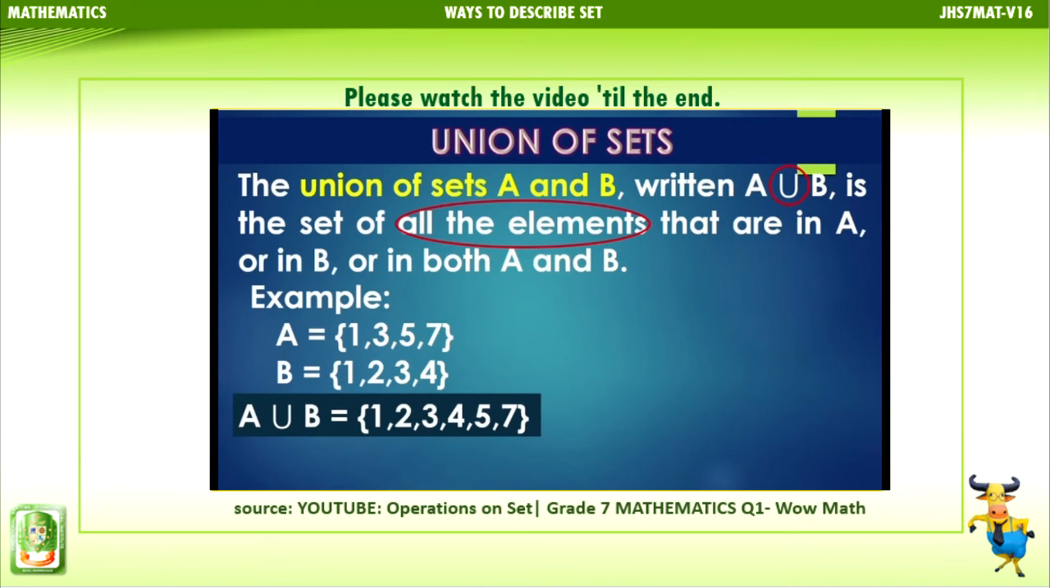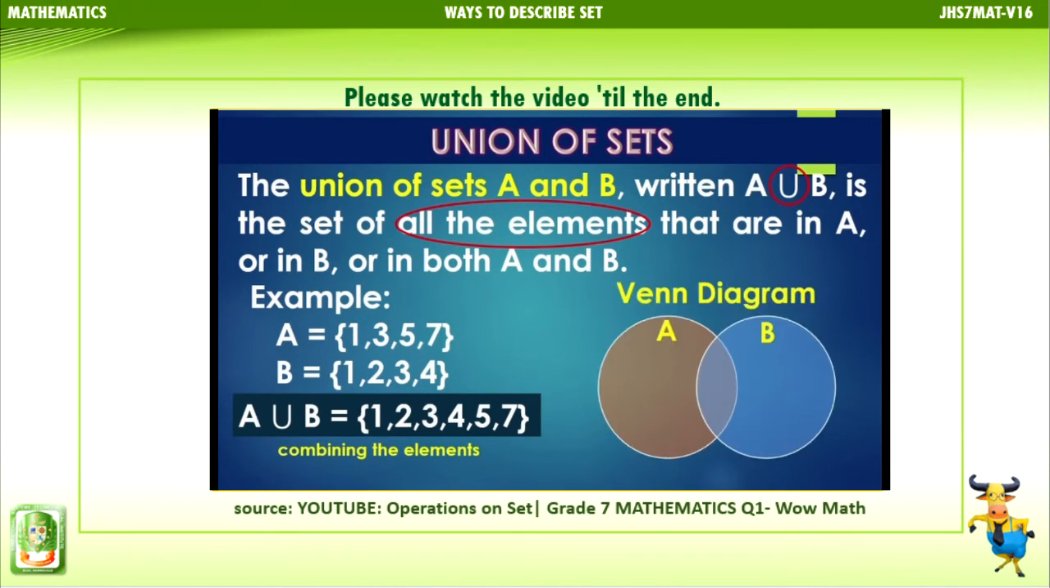So, kahit na nakita mo siya kay A at kay B, since pagsasamahin naman natin siya, kahit isang 1 lang ang ilagay mo. Same as 3. So, the union of A and B is 1, 2, 3, 4, 5, 7. So again, pag sinabi nating union, we are combining the elements. Pagsasama-samahin lang natin siya. Okay, paano natin siya ipapakita using Venn diagram?